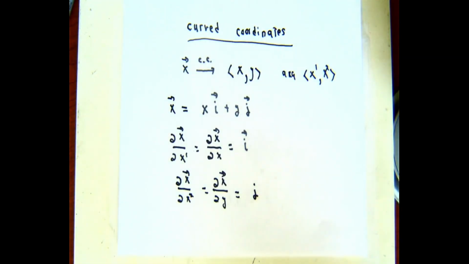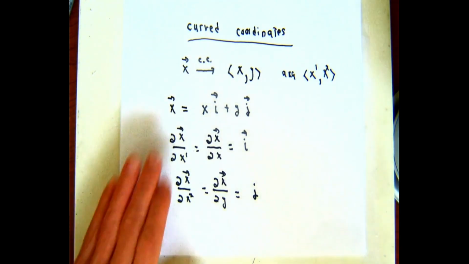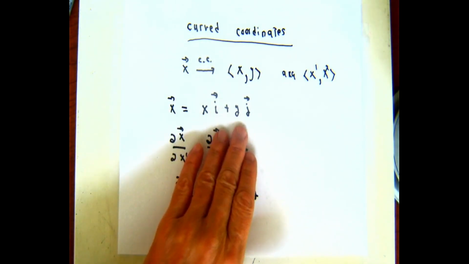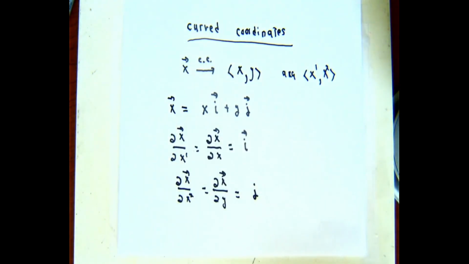Imagine setting up a Cartesian coordinate system in the two-dimensional plane. I can think of a position vector as having components in the Cartesian coordinate system, x and y. If I include the basis vectors, I don't feel bad about writing arrow x is x times arrow i plus y times arrow j. If you look at the partial derivative of the position vector with respect to x in the first case and y in the second case, you get the basis vectors.